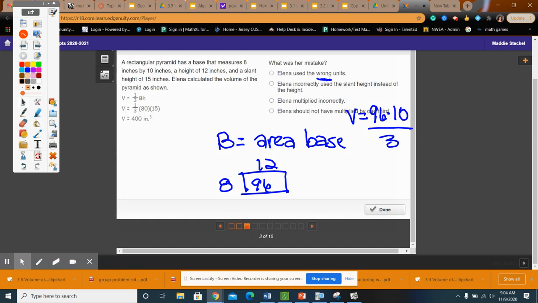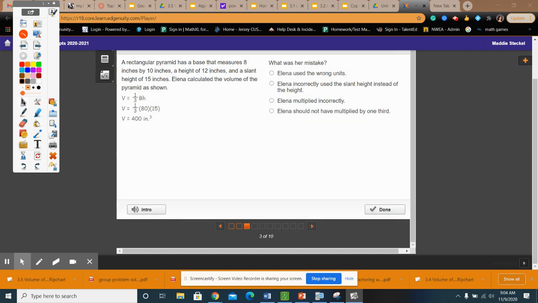Can you find the error in Elena's work? Yeah, let's see how Elena messed up here. A rectangular pyramid has a base that's 8 by 10. So that's for the big B. The height is 12 and the slant height is 15. And we talked about that earlier. That slant height is different than the height. They're using the 1/3 big B times H. So the 8 by 10 should be the big B. So that part looks right. She has 80 there, but what did she mess up?